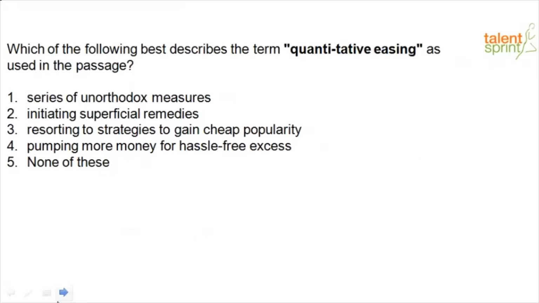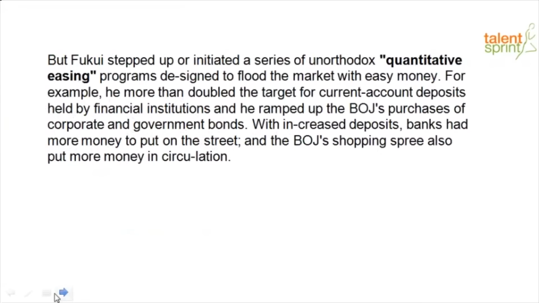Let's quickly read the options. Series of unorthodox measures, initiating superficial remedies, resorting to strategies to gain cheap popularity, pumping more money for hassle-free access, and none of these. So let's quickly look at the context where this passage comes. Reading. But Foucault stepped up or initiated a series of unorthodox quantitative easing programs designed to flood the market with easy money.